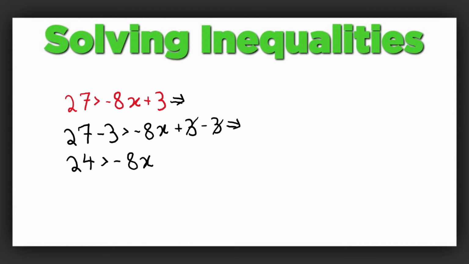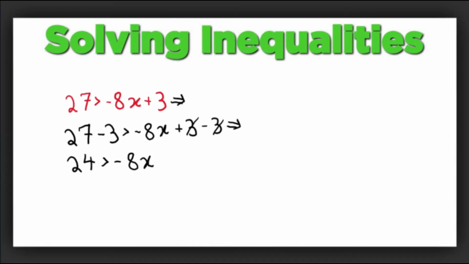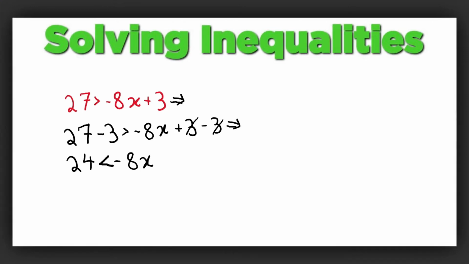Negative 8 is getting multiplied by x. The inverse operation of multiplication is division. So that's why I'm going to make the sign opposite. Whenever you are dividing or multiplying with a negative number, you need to immediately make the sign opposite. After, I'm going to divide both sides by negative 8.